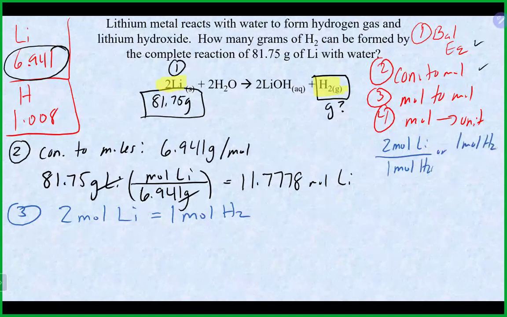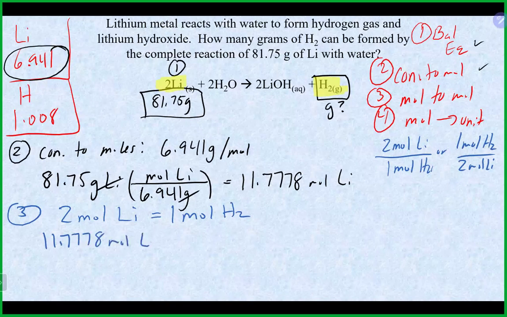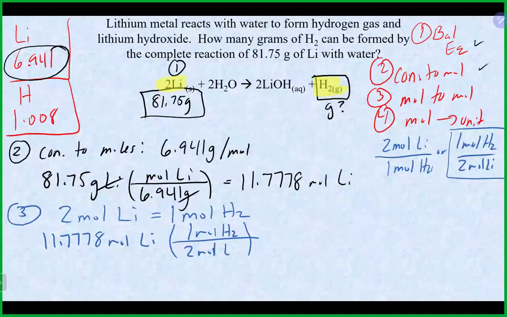In this particular case, we're going to continue on with our number from above. So that's 11.7778 moles of lithium. We want to go opposite to cancel, so the conversion factor on the right is what we want to use. And again, that comes from the equation: 1 mole of H2 and 2 moles of lithium. The moles of lithium are going to cancel.